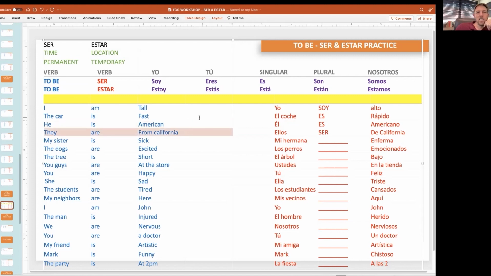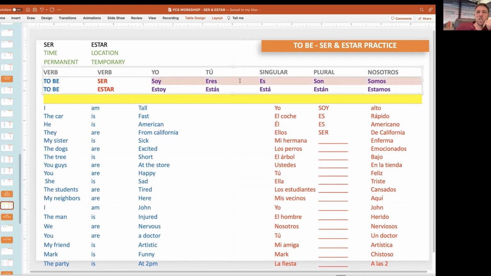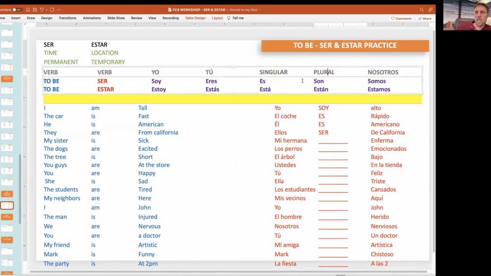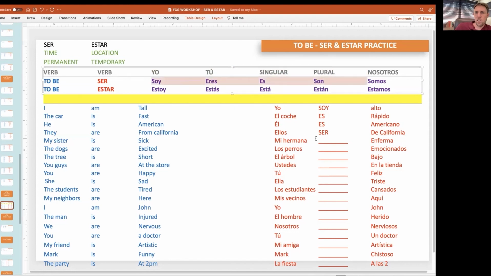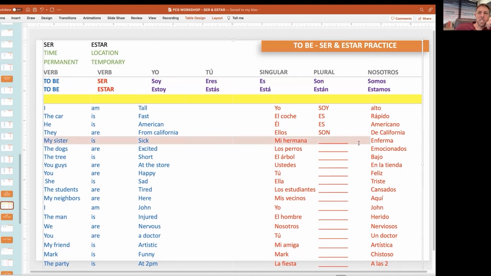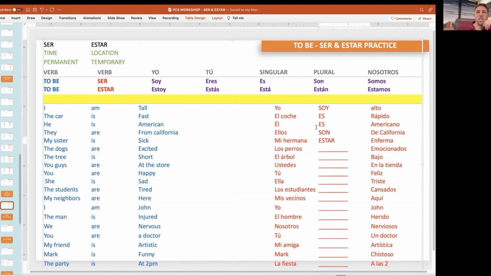And so it's ser. Is it going to be soy, eres, es, son, somos? Es. Oh no, they, plural. All right, plural, they, son. Ellos son de California. My sister is sick. So is it time or location? No. Is it permanent or temporary? Hopefully it's temporary. So we're going to say it's temporary. So it's estar.